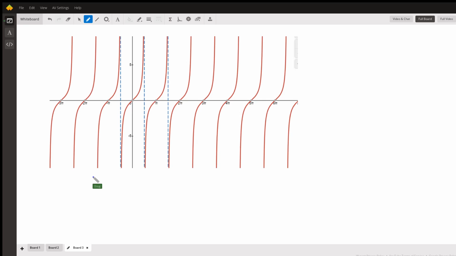And then here on board 3 is a graph from Desmos of y equals the tangent function, depicting the same exact vertical asymptotes. Of course, we could put more of them in here, but hopefully that gives you the idea.